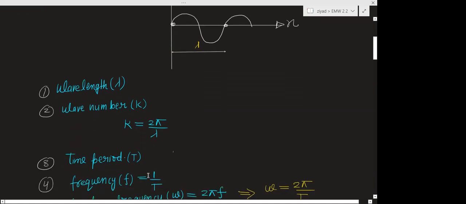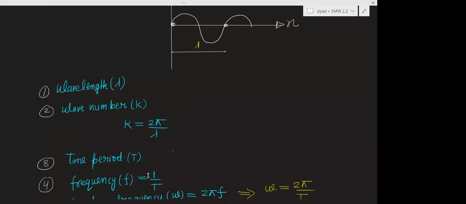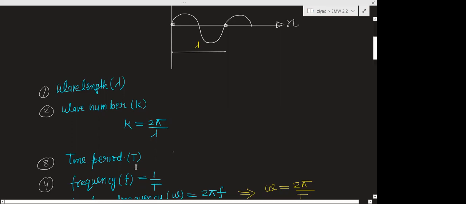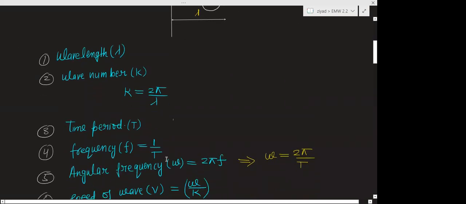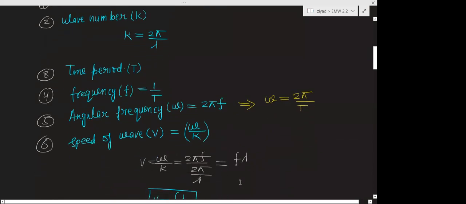Now frequency is 1 upon time period. And what is frequency? Frequency is the number of waves in 1 second. You should know the relation between the frequency and the time period. And there is angular frequency omega. Many times we have discussed it in AC. Omega is also given by 2 pi by T, because omega is equal to 2 pi into f, and f is 1 by T. So instead of f, we can put 1 by T. So omega can be written as 2 pi by T.